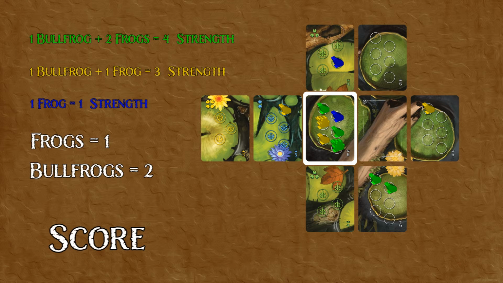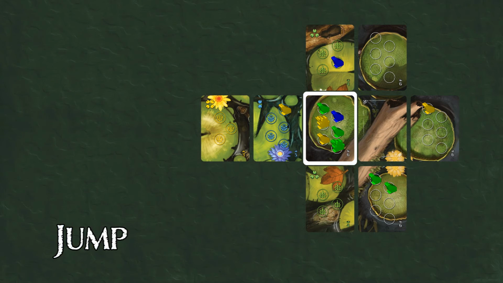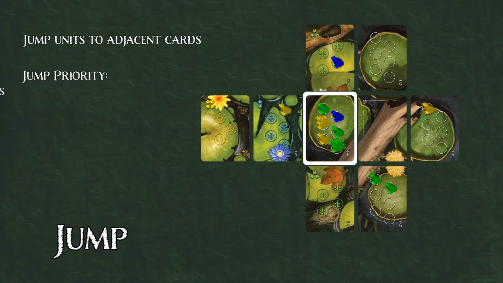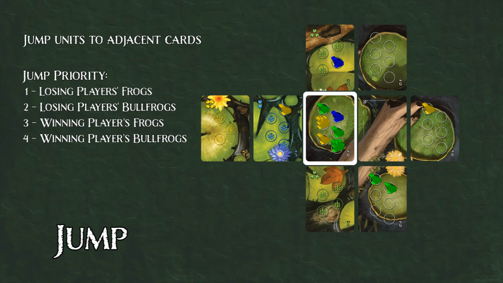But before I collect the spoils of my victory, I must first jump frogs and bullfrogs off of the sinking lily pad. The active player jumps 1 frog or bullfrog to each adjacent card, so at most there will be 4 units jumping. The active player must jump the losing player's frogs first, then the losing player's bullfrogs, then the winner's frogs, and finally the winner's bullfrogs. Any remaining frogs are returned to their player, while any remaining bullfrogs are removed from the game.